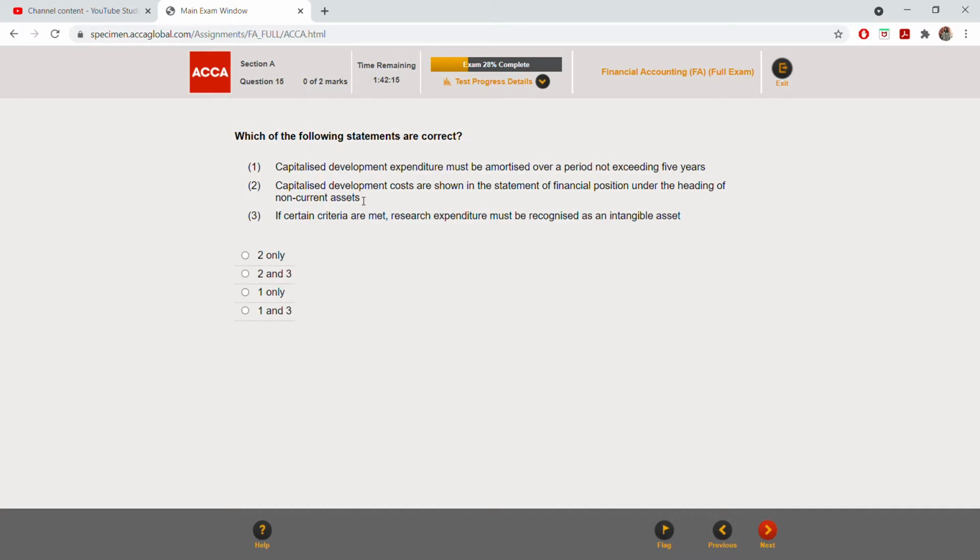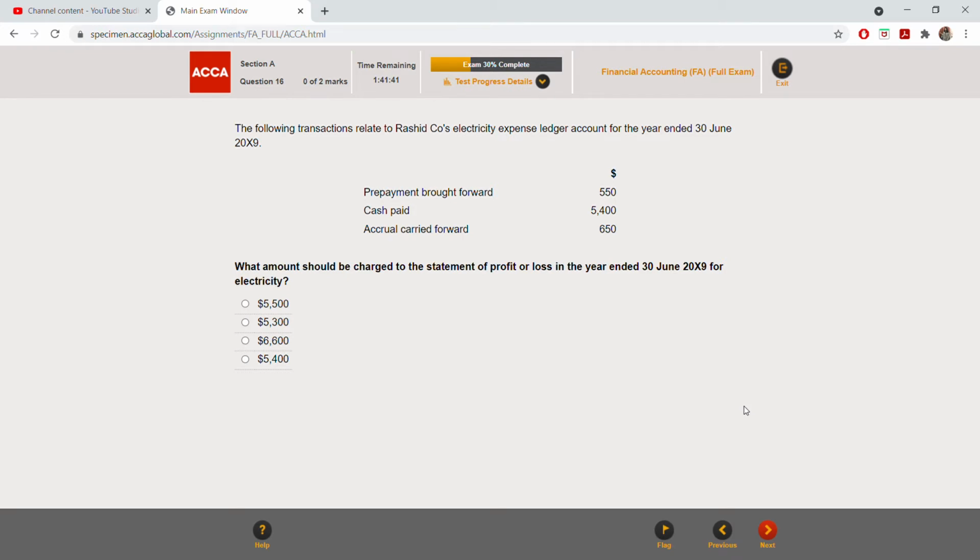Which of the following statements are correct? Okay. So, capitalized development expenditure must be amortized over a period not exceeding 5 years. No. Capitalized development costs are shown in the statement of financial position under the heading of non-current assets. Yes. Whenever there is a capitalized development cost, it is shown in the financial statements as a non-current asset. So 2 is correct. If certain criteria are met, research expenditure must be recognized as an intangible asset. No, research expenditure is recognized as an expense. Okay, so it's only 2. You have to know development expenditure and research expenditure, how they are categorized, recognized and all.